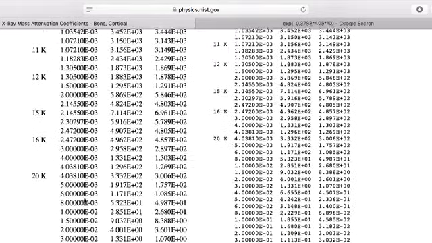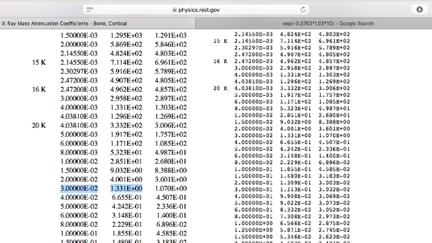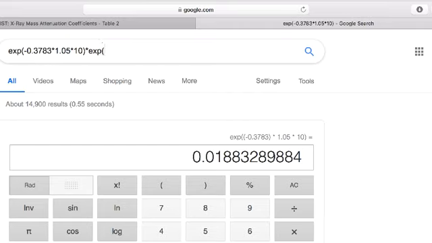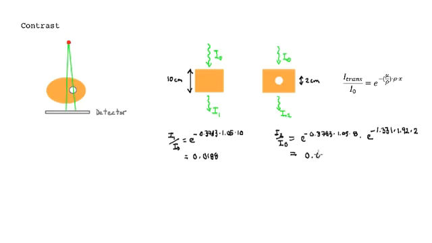So the mass attenuation coefficient there is 1.331. You can see it's quite a bit higher. So write that here, 1.331. And the density for cortical bone is 1.92. And the thickness is 2 centimeters. So let's type that in here. Okay, and this is now 8 over here. So it's 0.00025.